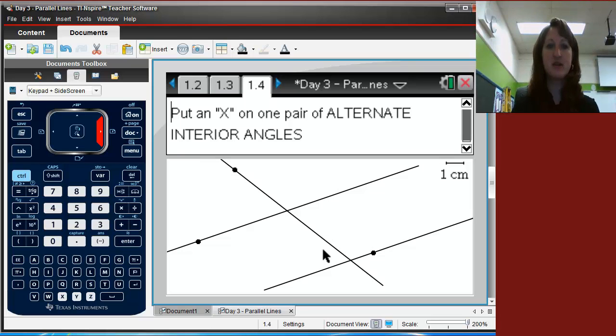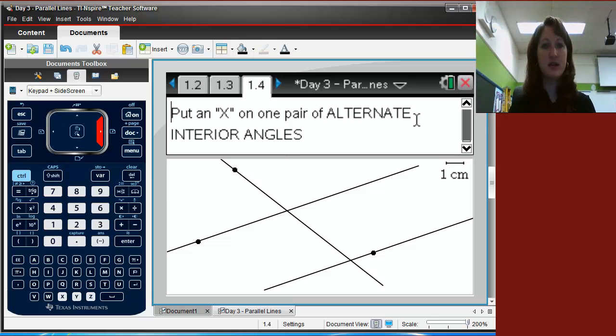Okay, on the next page, what we want to do is talk about specific names for special pairs of angles. When we start to do proofs, we'll talk about things like alternate interior, alternate exterior angles, and if you don't know what those are, then the parallel line proofs that we're going to do are going to be pretty difficult. So, alternate interior angles.